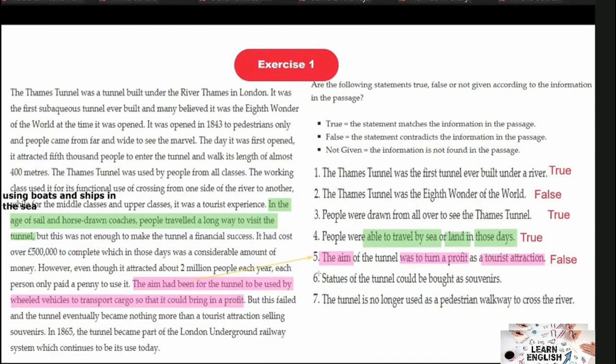You know, souvenirs means what? Souvenirs means gifts. A gift that you buy for your friend when you travel to a place or something like that. Yes, like a present. Very good. So statues of the tunnel, replicas of the tunnel, could be bought as souvenirs? Could be bought as souvenirs? Yes or no? So let me move to Miss Jawahir. Okay.